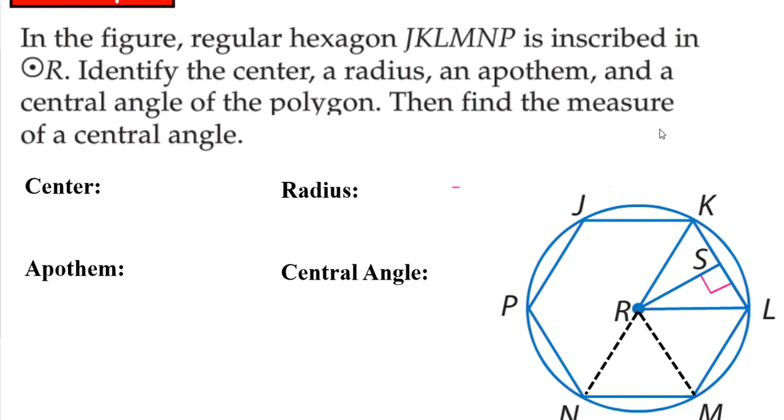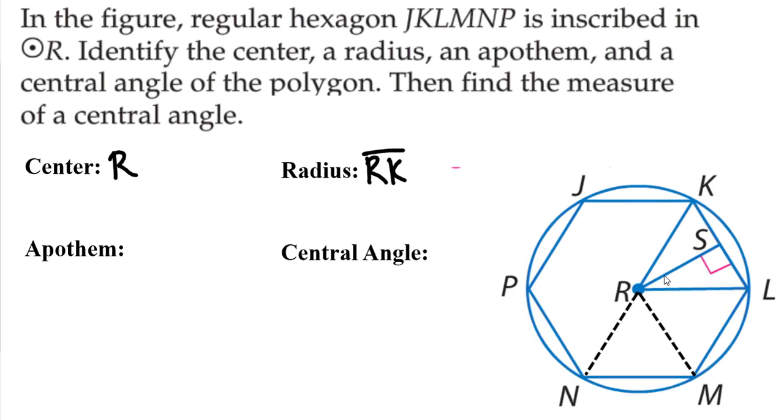So what is the center? The center is point R. What is the radius? The radius, there's a few, so you could go RN, RM, RL, RK, all of those would work. So RK would work. It's a segment, so we should probably put the segment symbol above it. An apothem, well, there's only one clearly labeled. It's RS, so RS would be the clear apothem here. There are others, but they haven't been constructed yet.